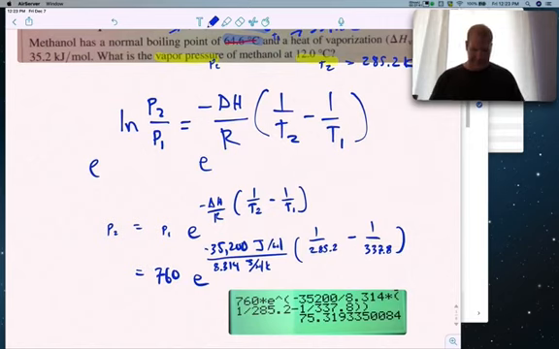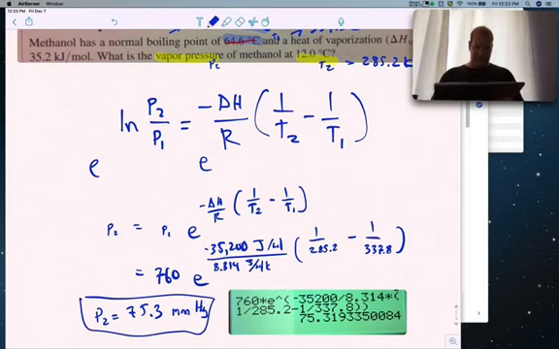So taking the negative 35,000 divided by 8.314 times, then that still works. If I put parentheses around the divisor between R and that, then it would divide by the quantity. But that works there with the fewest keystrokes, and we get 75. So then the answer is P2 is 75.3. And the units are millimeters of mercury with the semi-empirical model.